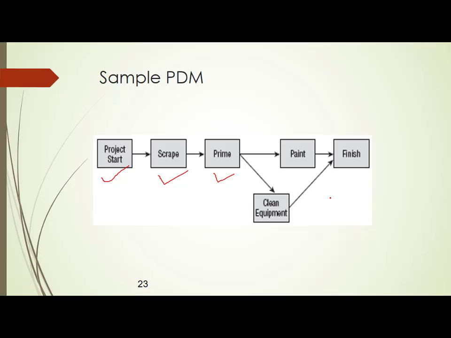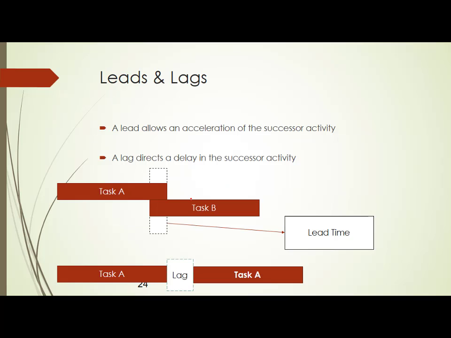That is why I told you expert judgments are important when you are actually defining the activity sequence. That is why one of the tools and techniques was expert judgment. Now, the last thing in today's class is applying leads and lags. First we'll understand the meaning of a lead and a lag. A lead allows an acceleration of the successor activity and a lag directs a delay in the successor activity.